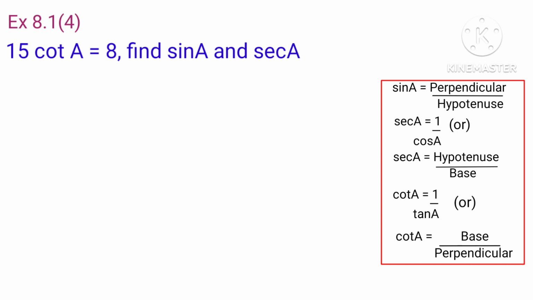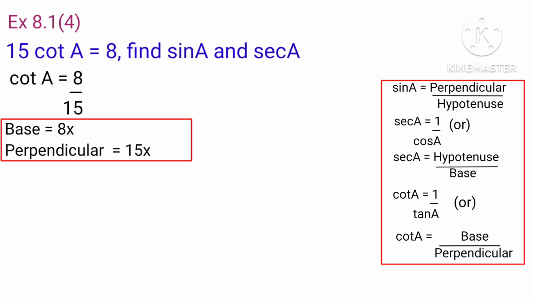Now we see the given thing, that is 15 cot A is equal to 8. So cot A is equal to 8 divided by 15. So the formula for cot is base divided by perpendicular. So the numerator is base and the denominator is perpendicular. So base is equal to 8x and perpendicular is equal to 15x. Now we substitute in a right angle triangle. We mark it A, B and C in a right angle triangle.